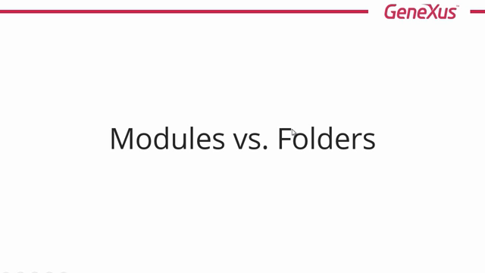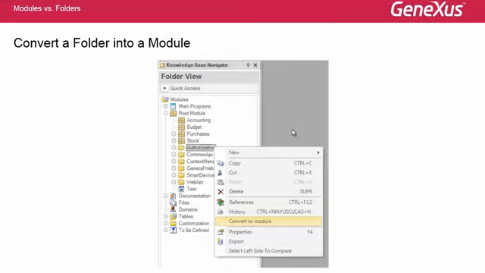Now let's see the difference between using a module and using a folder in a GeneXus KB. For instance, something we may do is convert a folder into a module by clicking the right button on a folder. And this would be the easy way of turning the folders we were used to into modules.